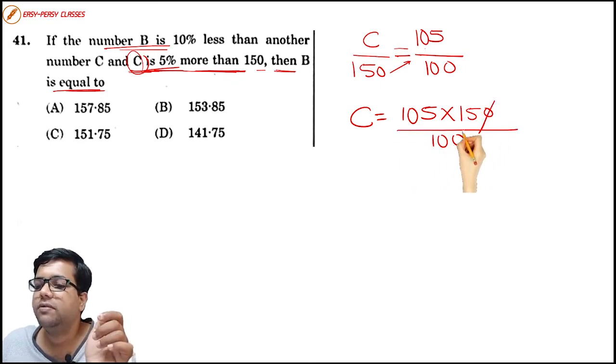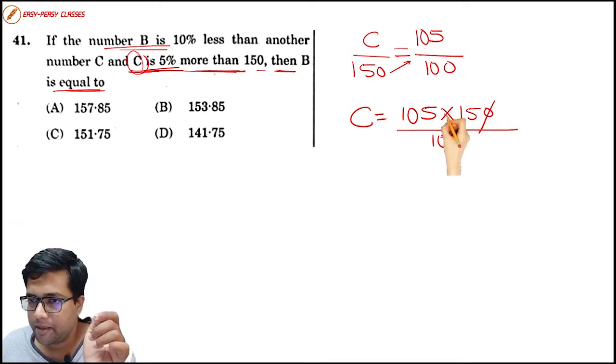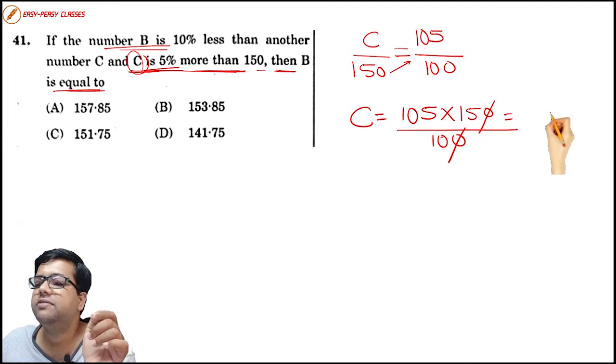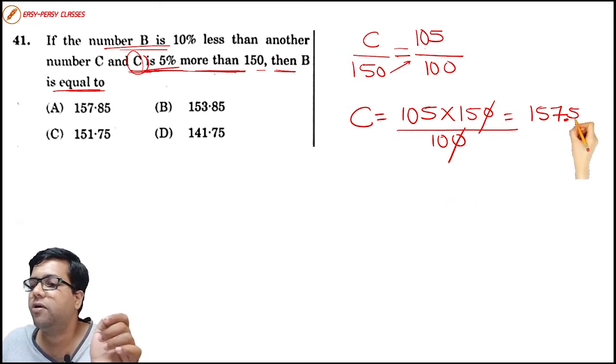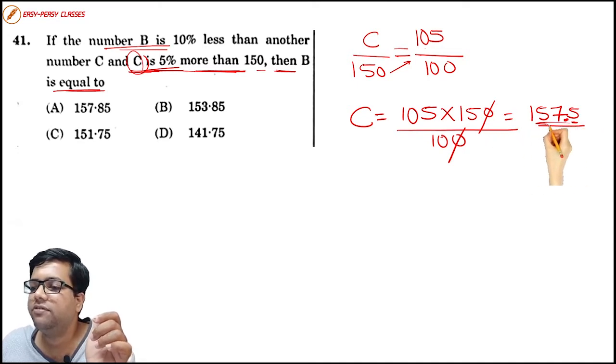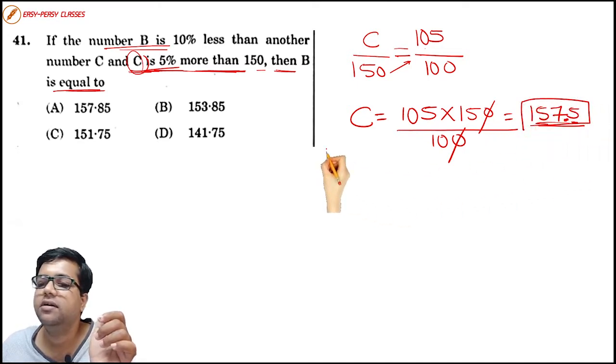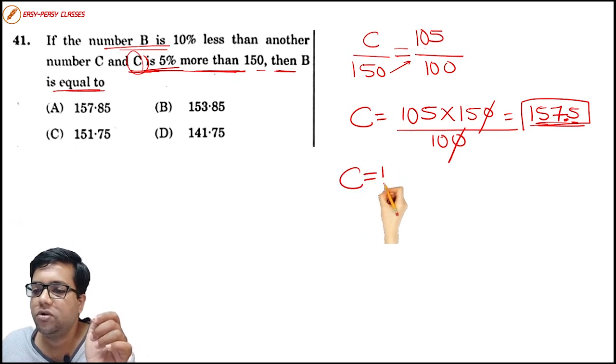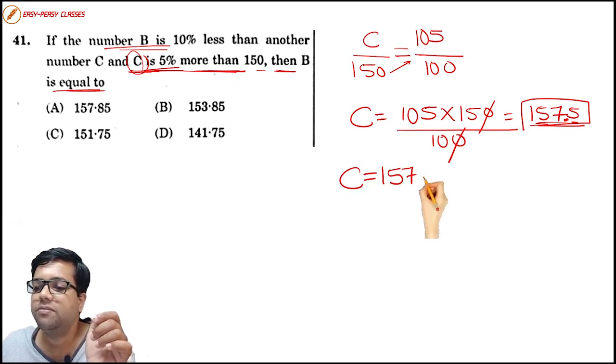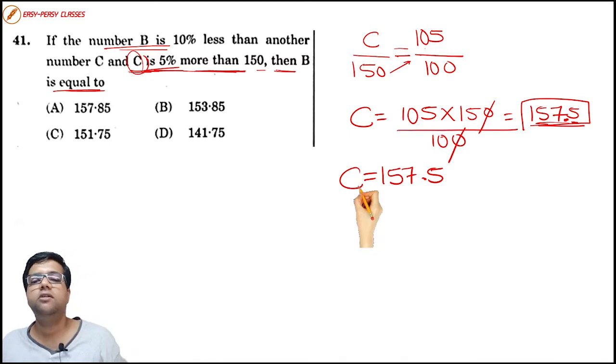So you can cancel 10 on these two sides, so you are left with 105 into 15. What would it become? 15 5s are 75, 15 1s are 15, 170, and divided by 10 means you can keep a decimal point after leaving one place. So 157.5 is the value of C. C is equal to 157.5. This is the value of C.